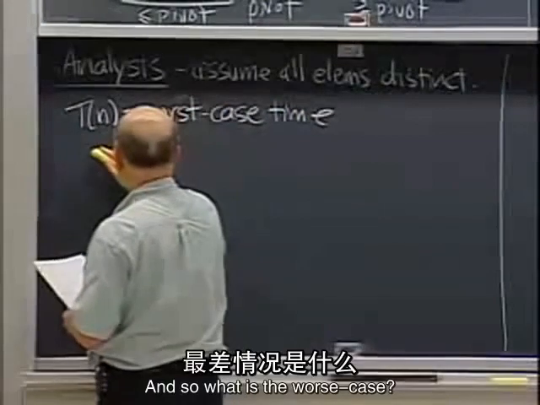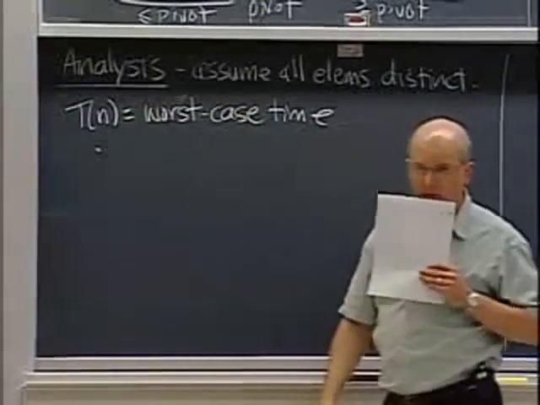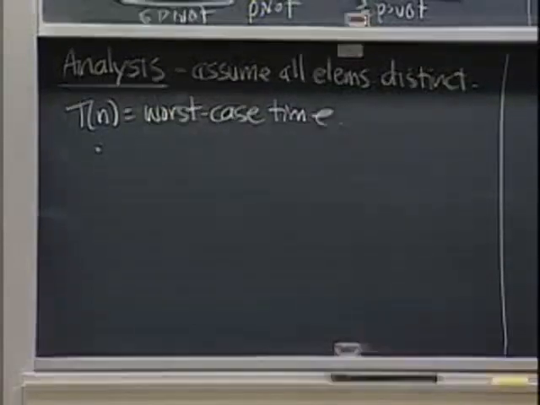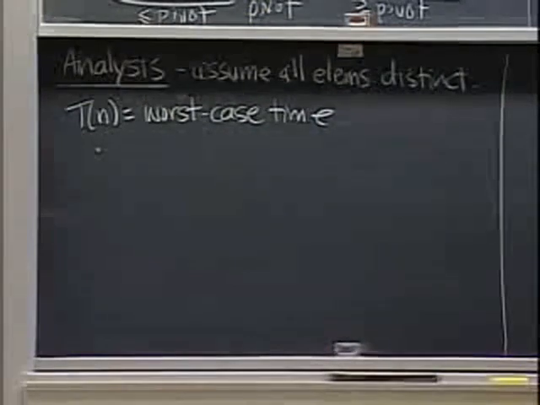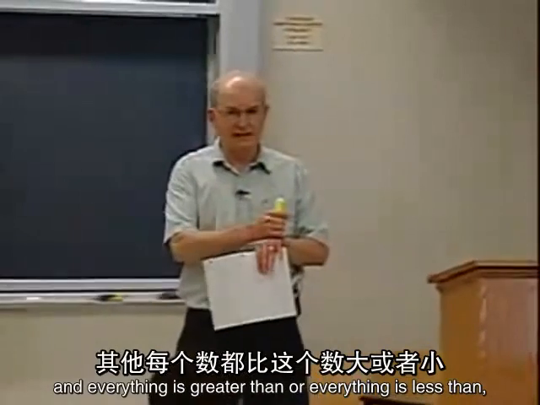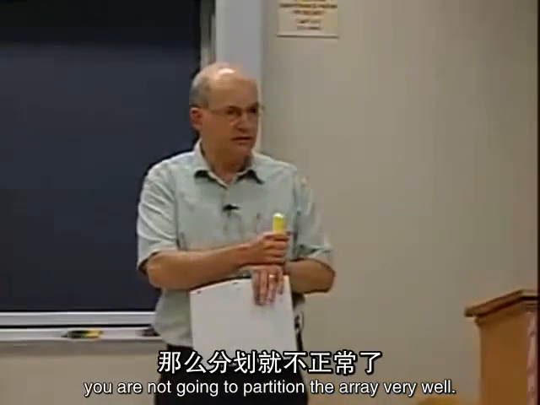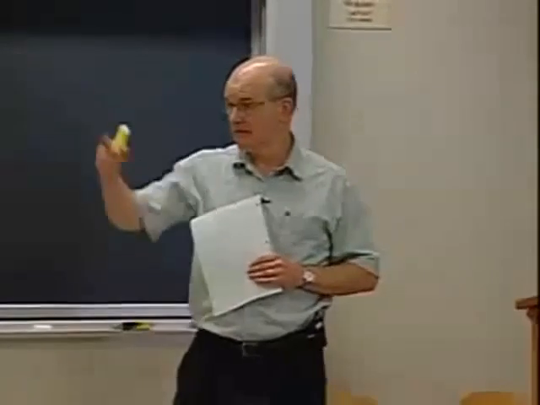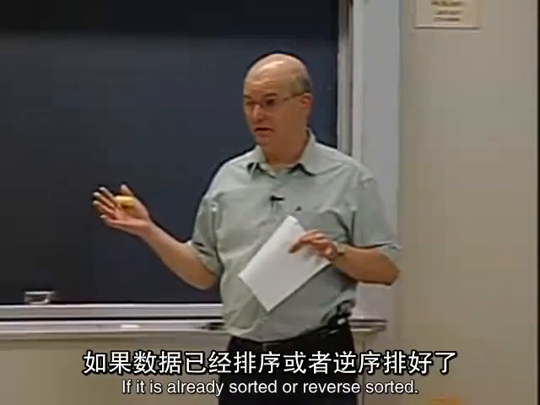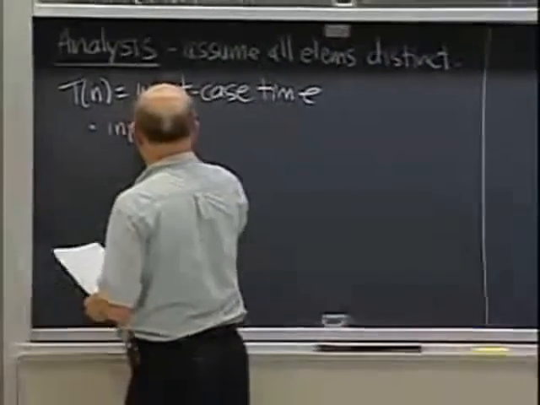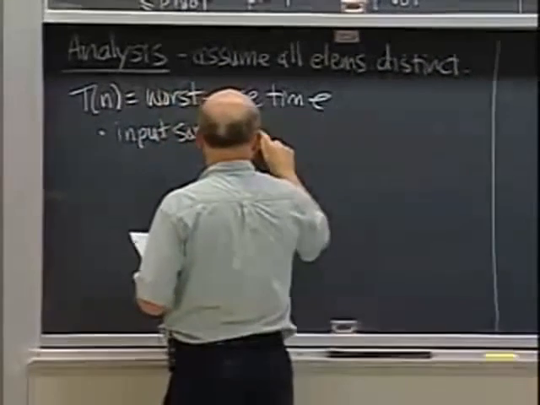Okay, and so what is the worst case? What's the worst case going to be for quicksort? Yeah. You always choose a pivot where everything is greater than or less than? Yeah, that's right. If you always pick the pivot and everything is greater than or everything is less than, you're not going to partition the array very well. And when does that happen? What's the original input look like that makes that happen? It's already sorted. Yeah, if it's already sorted or reverse sorted. Okay, so if the input is sorted, or reverse sorted.